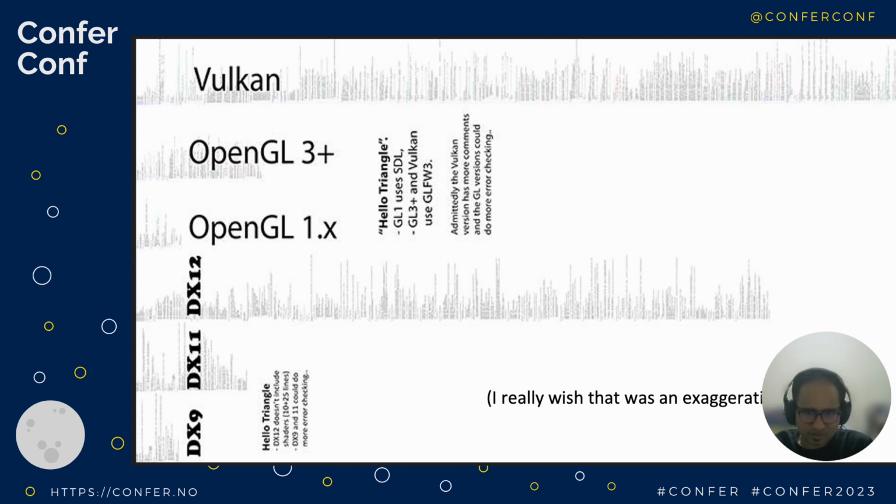So if you look at the source code sizes, you see that DX9 and DX11 were relatively small. DirectX 12 is pretty big. OpenGL 3 was small. Vulkan is even bigger. How much bigger?